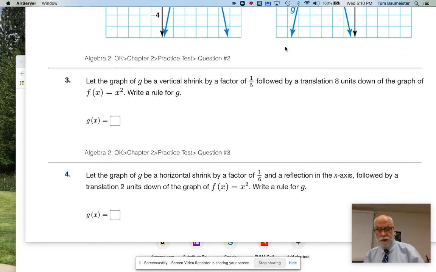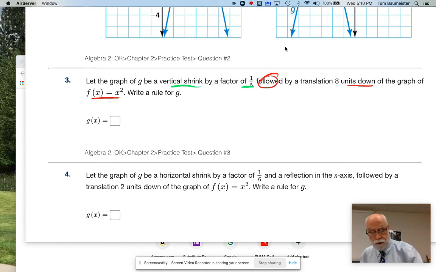Okay, let the graph of g be a vertical shrink by a factor of 1/5, followed by, so there's a keyword, followed by translation. So that tells us we're going to be doing 2 things, 8 units down, of the graph of f of x is equal to x squared. So it's still our family function on this one here.